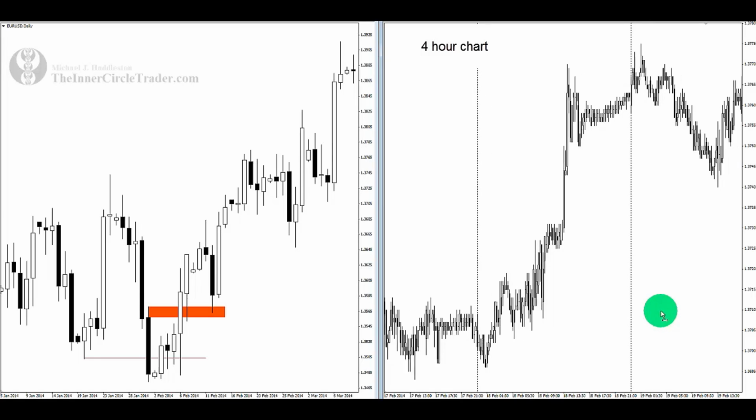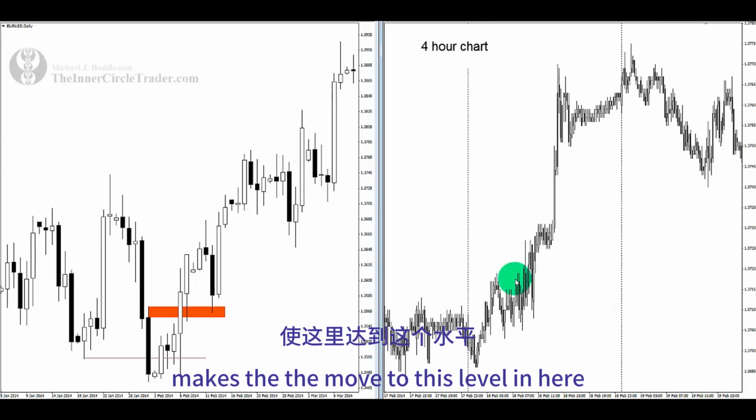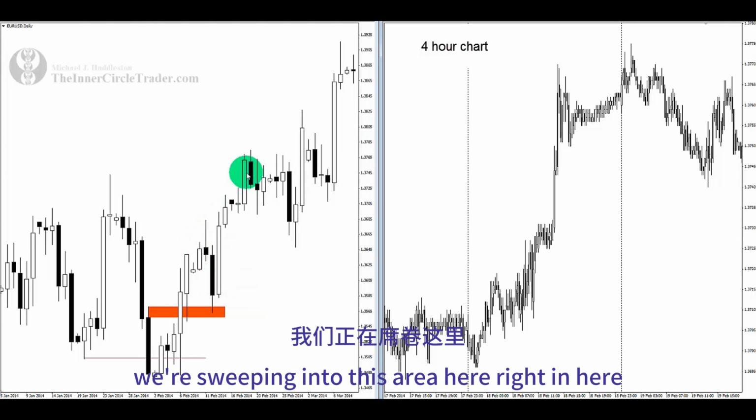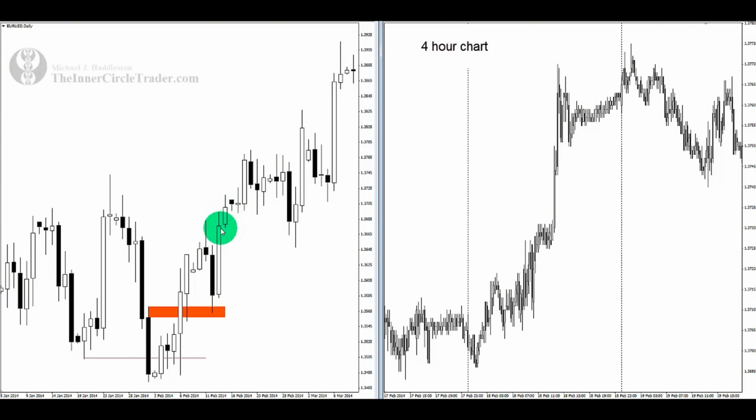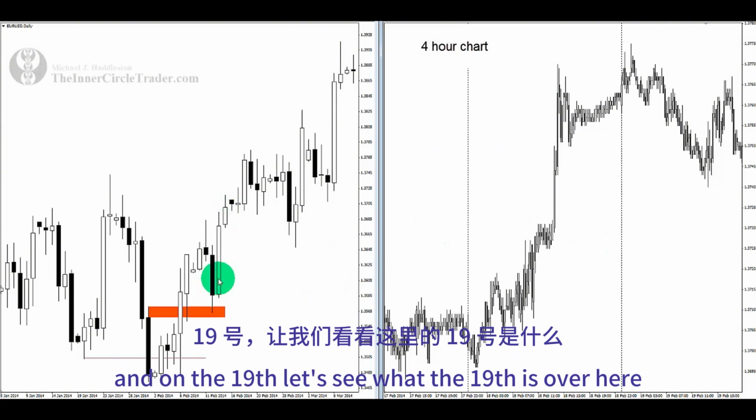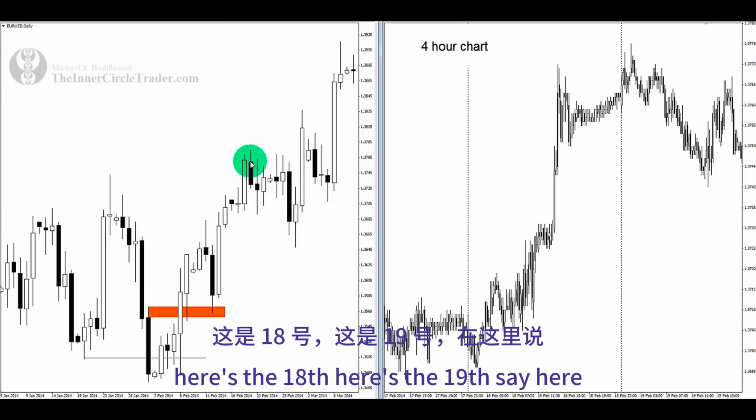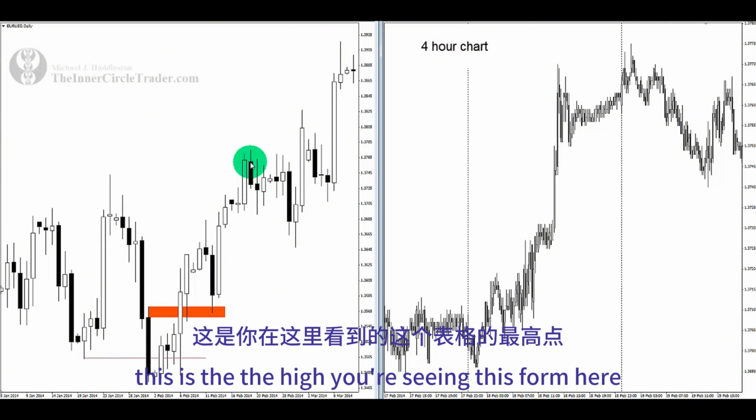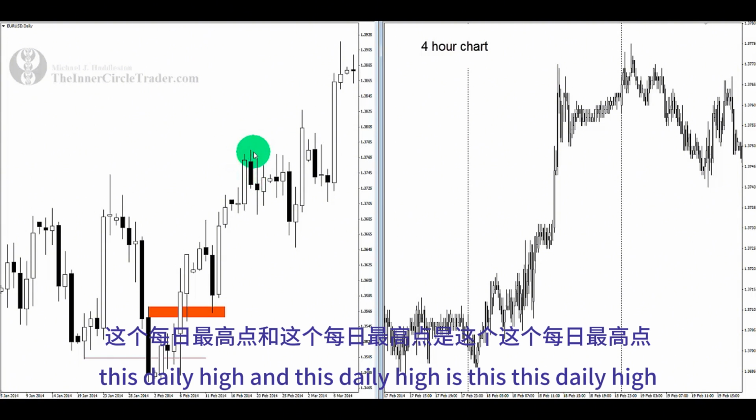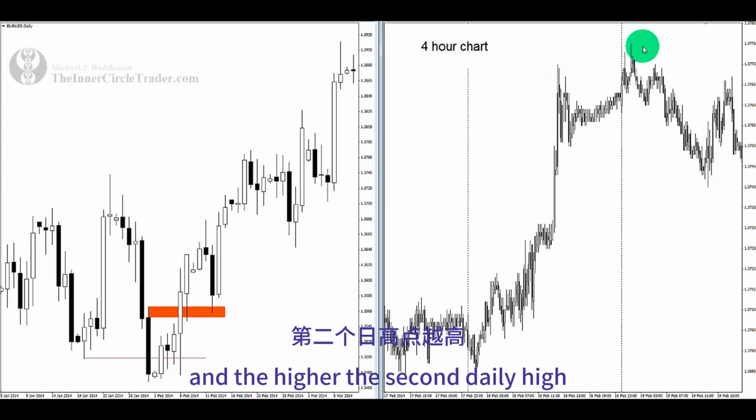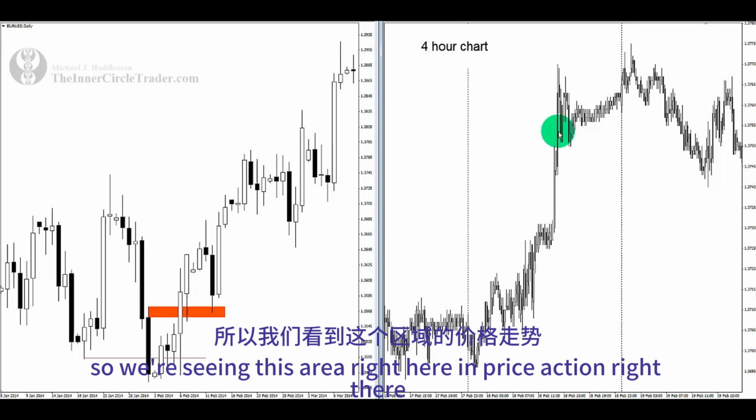Price runs up, makes the move to this level in here. We're sweeping into this area here. And on the 19th, let's see what the 19th is over here. It's the 14th. Here's the 18th. Here's the 19th. So here, this is the high. You're seeing this form here. This daily high and this daily high is this daily high and the higher second daily high. So we're seeing this area right here in price action.